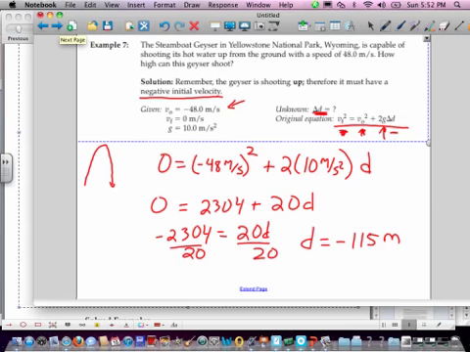And remember that according to our convention, we said that up was negative, so it's 115 meters up in the air is how high that's going to go. Okay. All right, let's go to the next one.